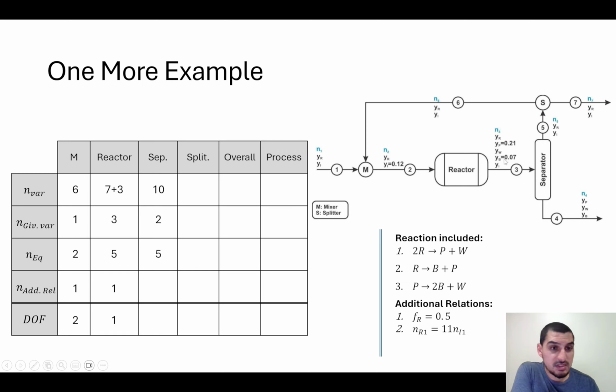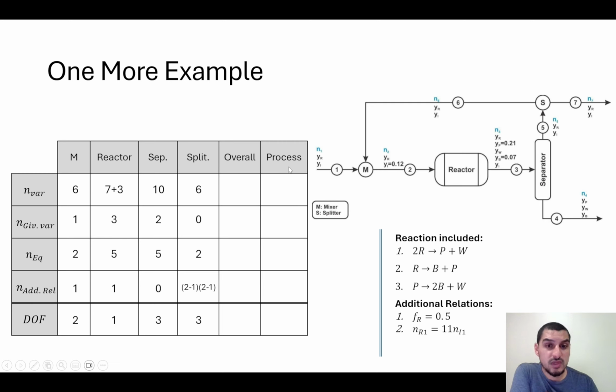The number of additional relations is 0, so it is 3. For the splitter, we have 1, 2, 3, 4, 5, 6 variables. We have 0 given variables. We have 2 equations. We have 0 additional relations. We have the splitter restriction. I forgot it. So it's 2 minus 1 times 2 minus 1. So we have 3 degrees of freedom.